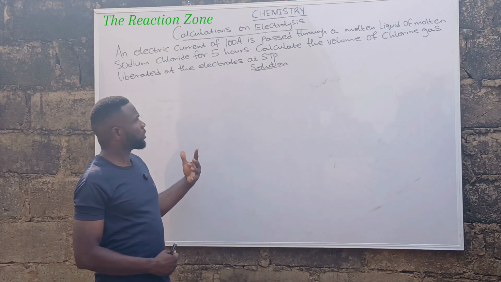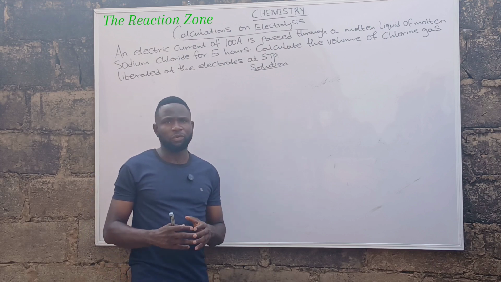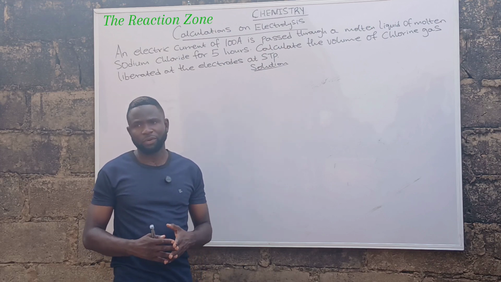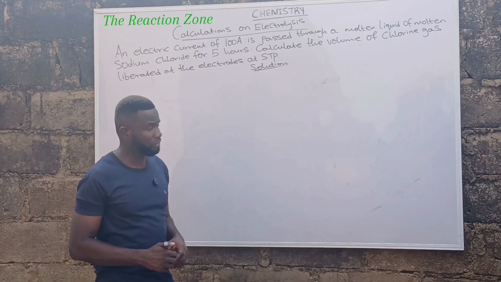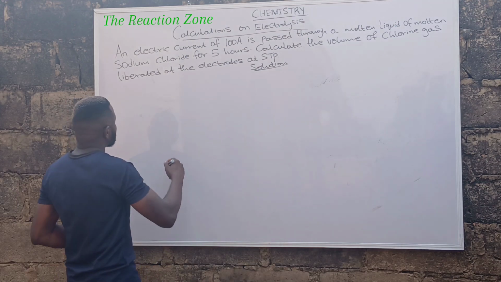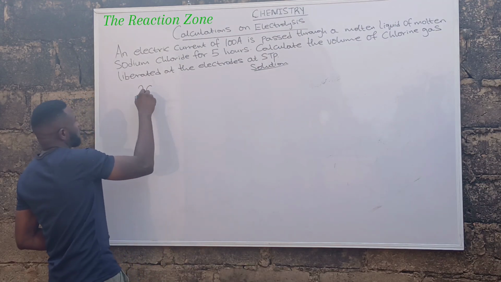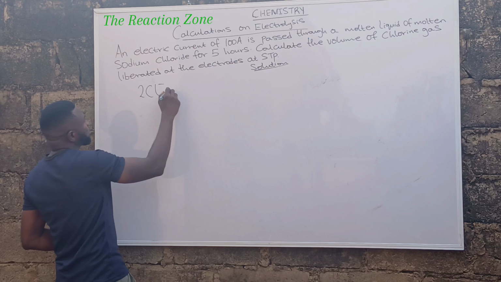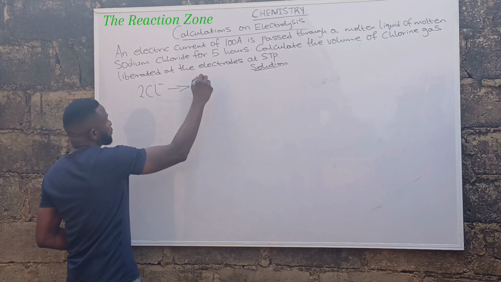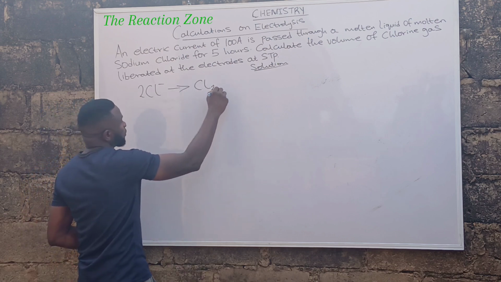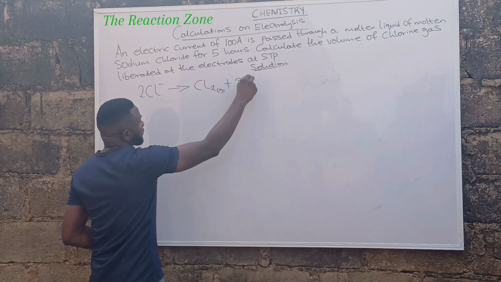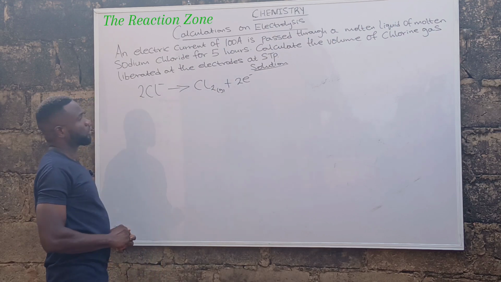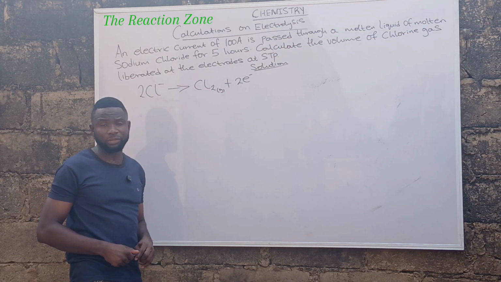Now, for us to proceed to solve this question, we need to be able to write the equation for the reaction at the anode. And that equation is 2 chloride ions will lose 2 electrons to give us chlorine gas. So this is the equation for the reaction at the anode.